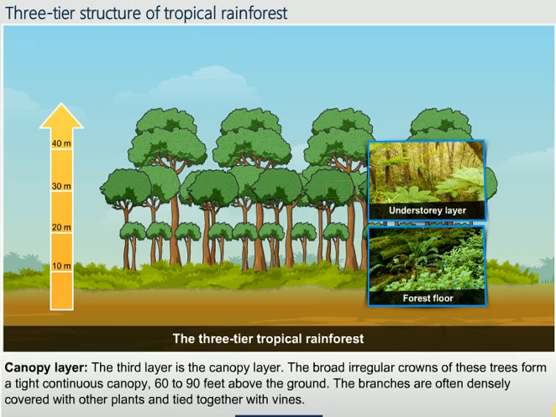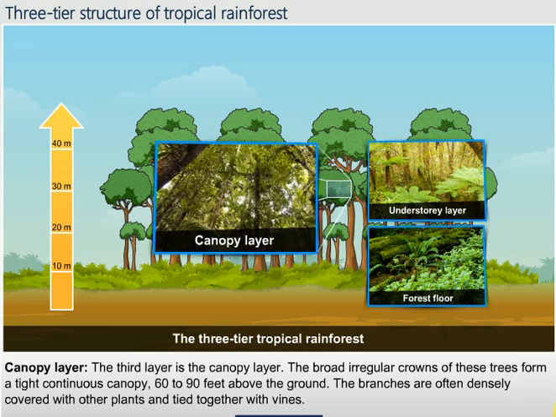Canopy layer. The third layer is the canopy layer. The broad irregular crowns of these trees form a tight continuous canopy, 60 to 90 feet above the ground. The branches are often densely covered with other plants and tied together with vines.